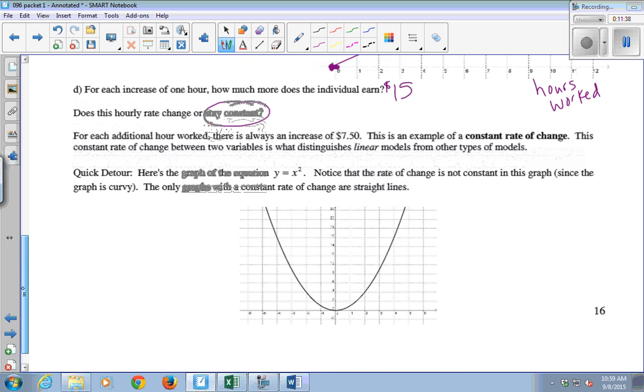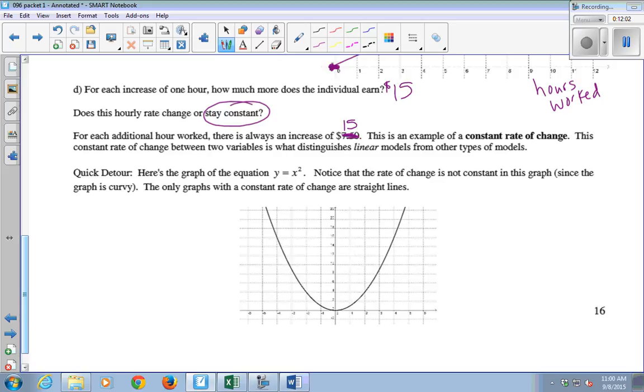Okay, I think we got a little typo here. For each additional hour worked, there is always an increase of $15. Right. I think we changed it to 15 to more accurately represent wages since minimum wage went up. Yes, or I could have written half hour.